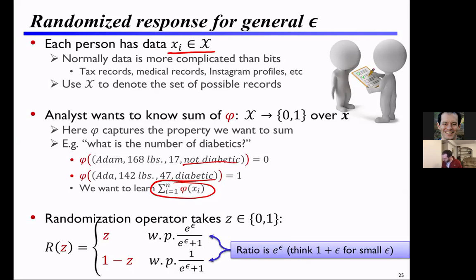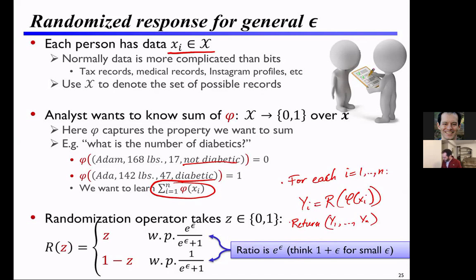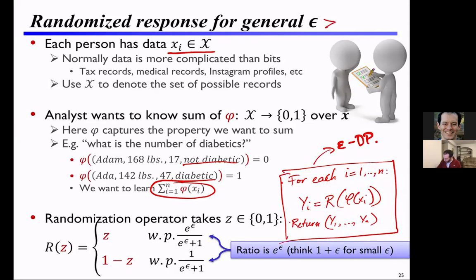And because their ratio is e to the epsilon, if we consider the algorithm that sets yi to be R of phi of xi for each i, and then we return this vector of values, y1 through yn, this is the randomized response algorithm, and what we get is that this algorithm is epsilon differentially private for whatever value epsilon we chose. It works for any epsilon greater than 0.